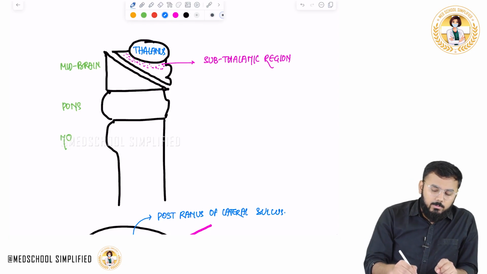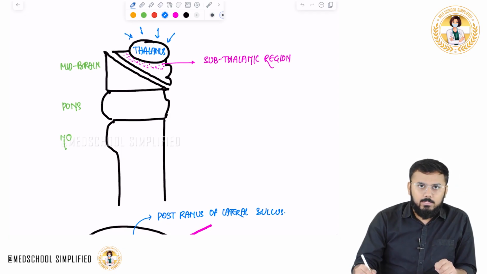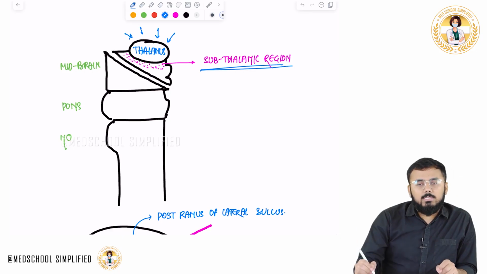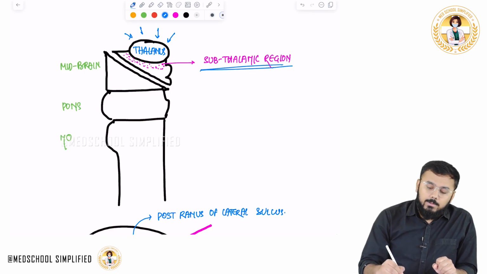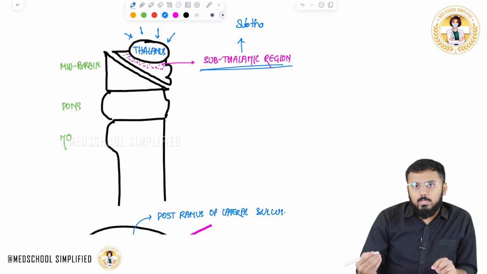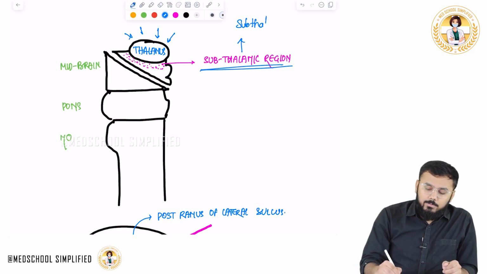Now within this midbrain, this particular structure, what is this? This is called your thalamus. Beneath the thalamus, this region is called the subthalamic region. And the subthalamic region has what? It has the subthalamic nuclei. So the subthalamic nuclei are located on the right side and even on the left side. This is the lateral view, right?